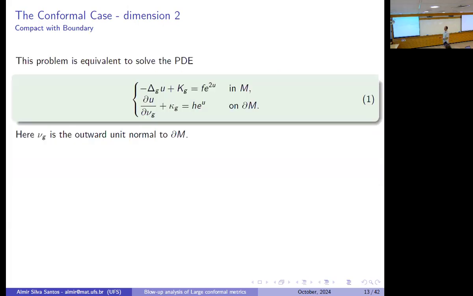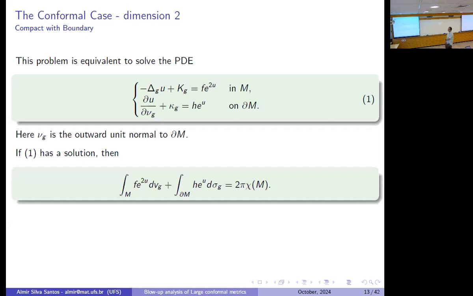Again, you can solve this problem by solving this PDE with boundary condition, and again by the Gauss-Bonnet theorem, one condition for the PDE to have a solution is that it has to satisfy this condition, right? So if there is some u satisfying the PDE, then the solution has to satisfy this condition here, which relates f, h, and the Euler characteristic of the manifold. So this gives us some restriction on f and h.